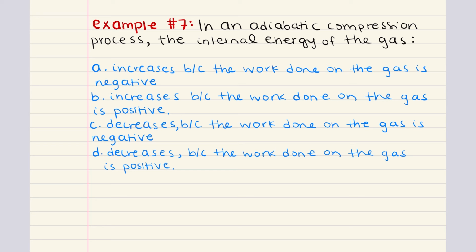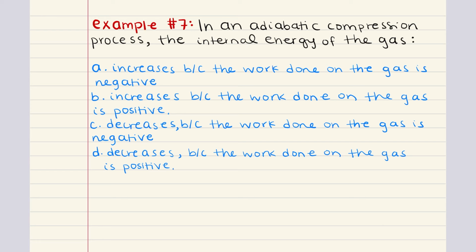Problem 7 says, in an adiabatic compression process, the internal energy of the gas blank. Now, in order to solve this problem, we need to understand what happens to the internal energy of a gas during an adiabatic compression process and how it relates to the work done on the gas. So let's break this down step by step.